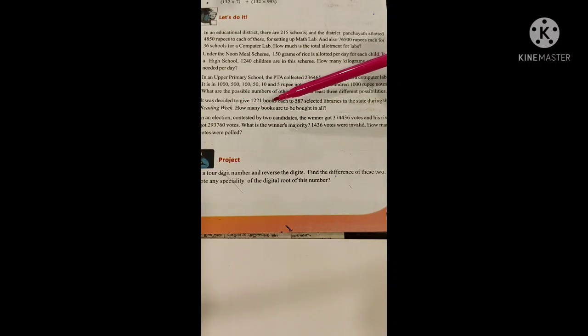It was decided to give 1,221 books each to 587 selected libraries in the state during the reading week. How many books are to be bought in all? Here 1,221 books are given to each library. How many libraries are there? Yes, 587 libraries. So you have to calculate the total number of books needed for these 587 libraries. You must do this question yourself.